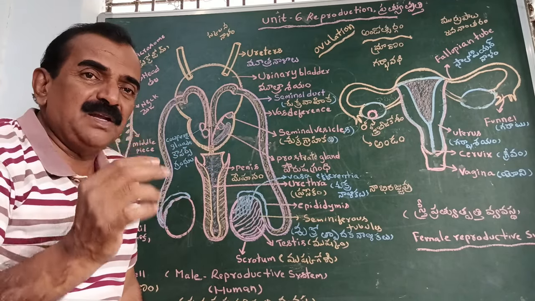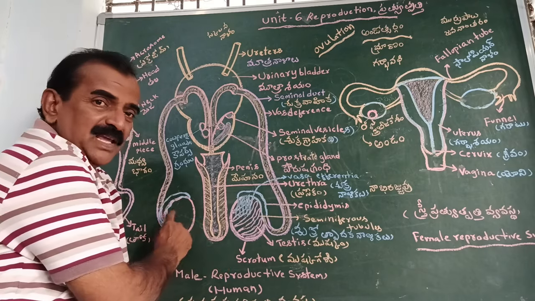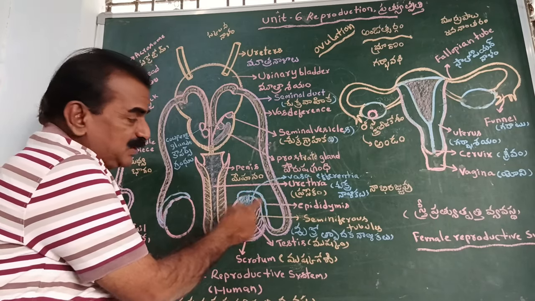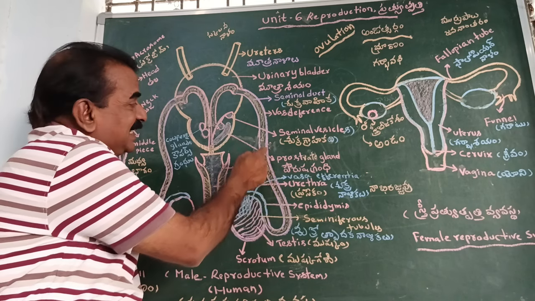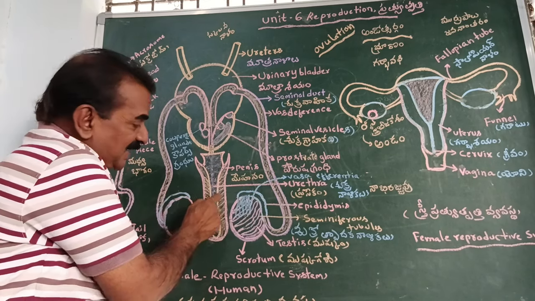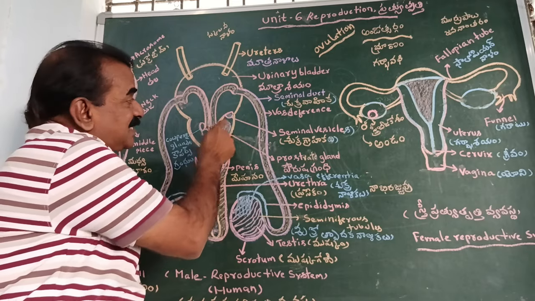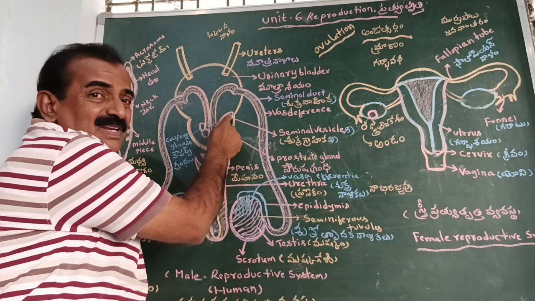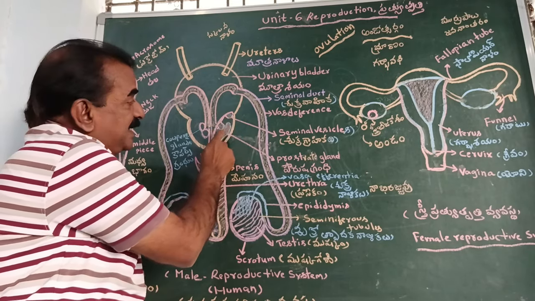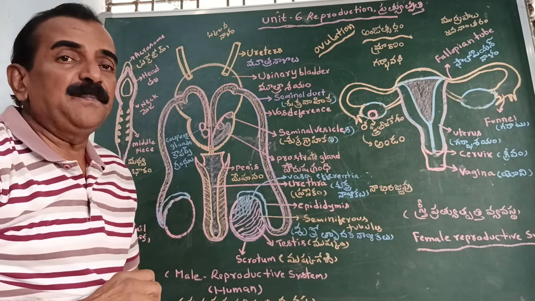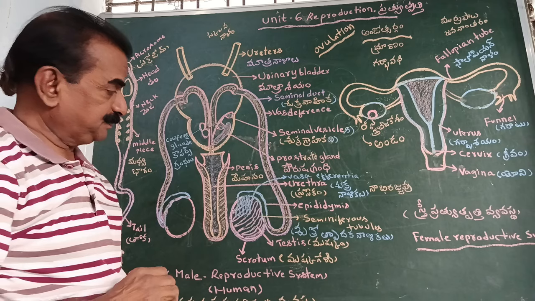The human male reproductive system consists of a pair of testes, vasa efferentia, epididymis, vasa deferentia, and this is the urethra, and this is called the penis. And here we can see the presence of seminiferous tubules, prostate gland and Cowper gland, and these are the parts of the human male reproductive system.